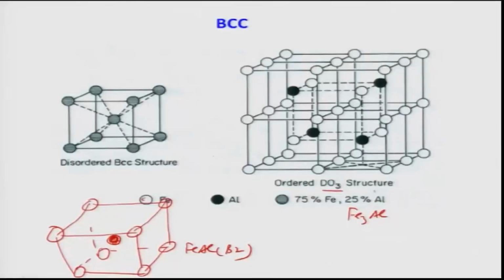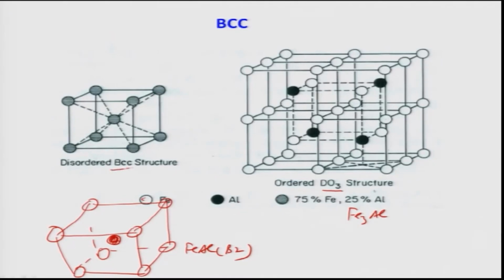You see there are 1, 2, 3, 4, 5, 6, 7, 8 unit cells, and only the central atoms in these unit cells are actually occupied by the aluminum atoms, and the corner atoms are occupied by the iron atoms. Remember, only 4 aluminum atoms are shown, 4 are not shown. Okay. So, in this way we can see that the stoichiometry will be Fe3Al, 75% iron and 25% aluminum, and the structure is known as the DO3 structure. It is no longer the same as the structure shown here, which is known as a B2 structure.